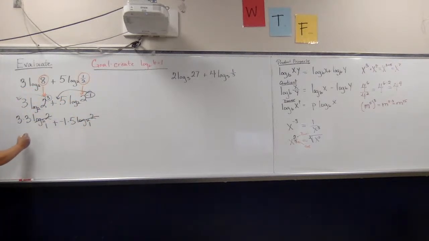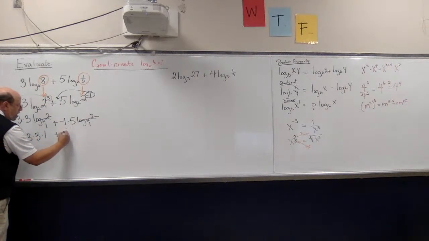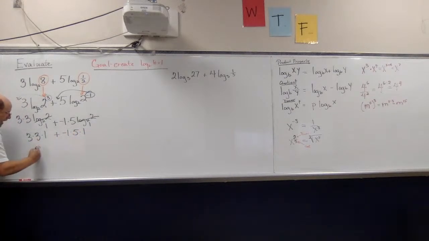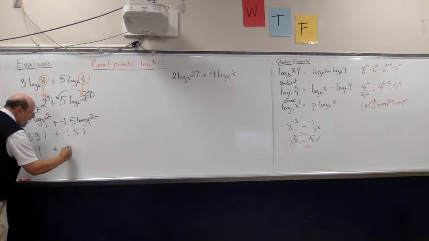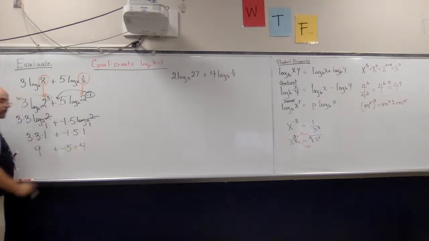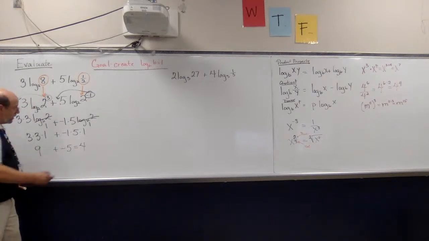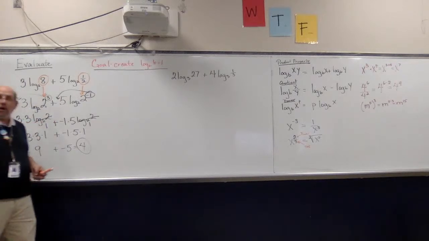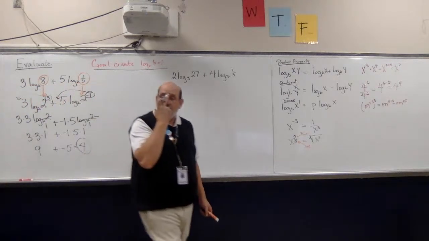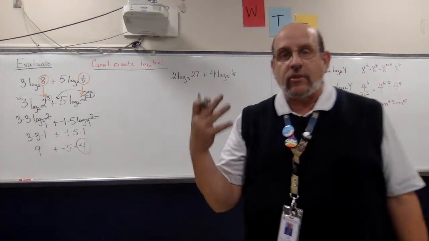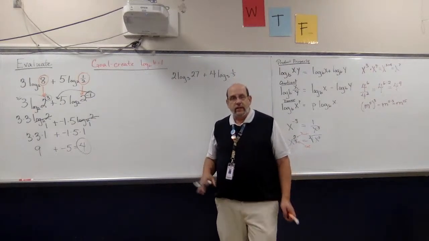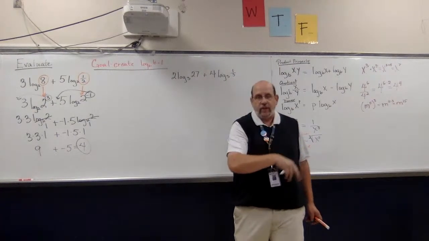So let's do our math. 3 times 3 times 1 plus negative 1 times 5 times 1. This is 9. This is negative 5. The answer is 4. Pretty good. That's an evaluation because we were able to cancel out our logs. We can't come up with a number unless we are able to cancel out our logs. If we can't do it, then we're going to do something completely different. And that'll be the next video.